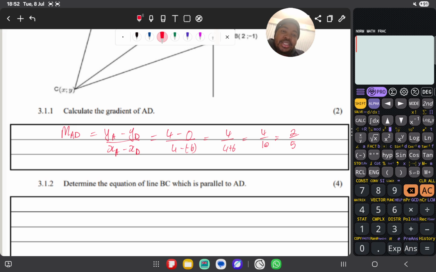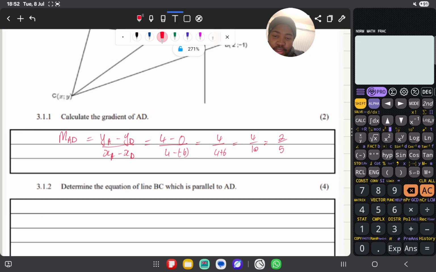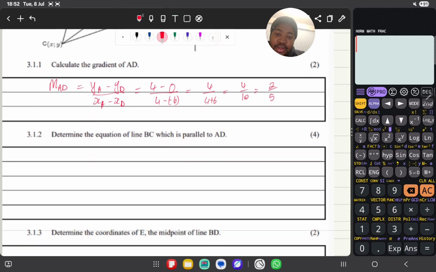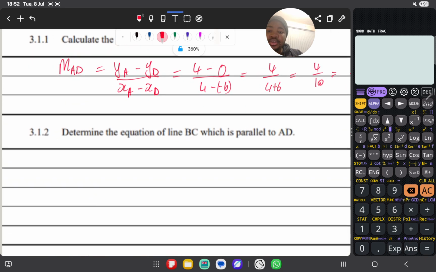So basically, here, determine the equation of BC. Here's BC, which is parallel to AD, right? So since we know that the gradient of BC equals the gradient of AD, which equals 2 over 5, and what's your reason for that? BC is parallel to AD.